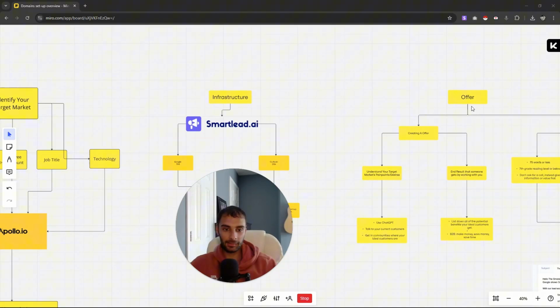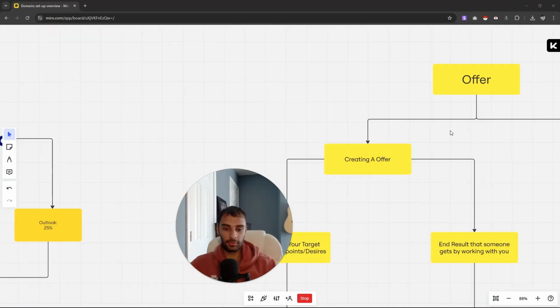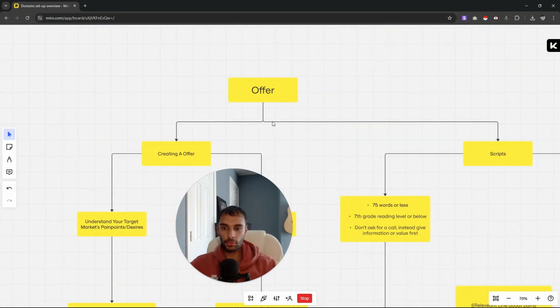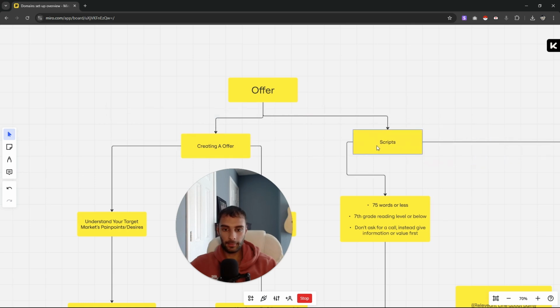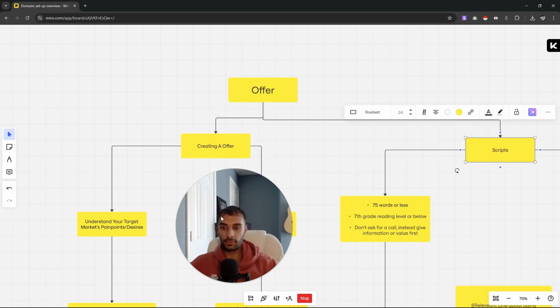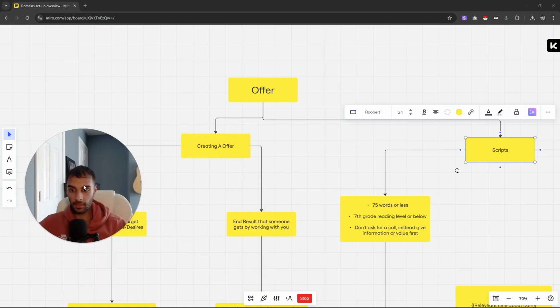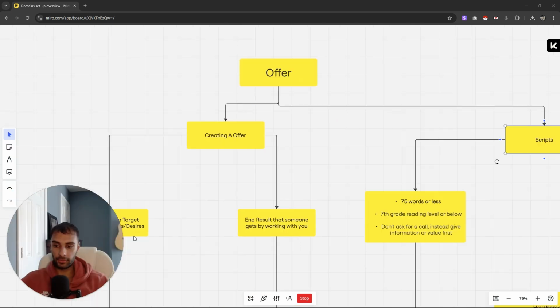Now the last process is the offer itself. So with the offer, there's really 2 main things, which is creating the offer and the scripts. Let's first start off with creating the offer, right?